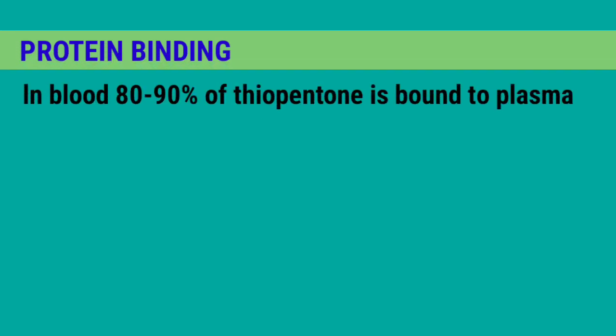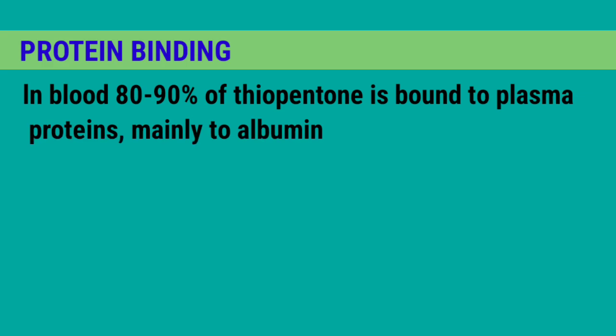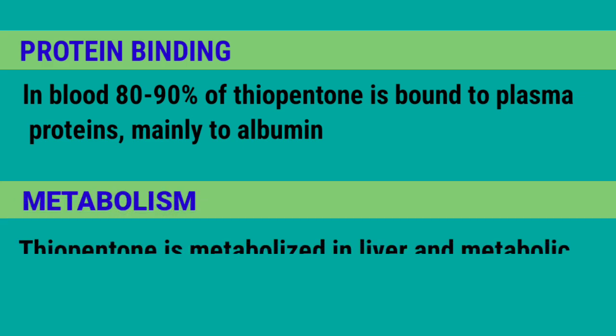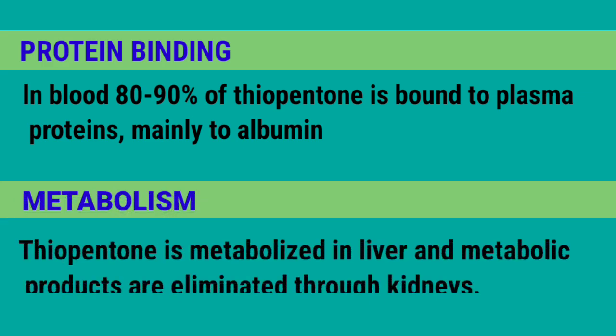Protein binding: in blood, 80-90% of thiopentone is bound to plasma proteins, mainly to albumin. Metabolism: thiopentone is metabolized in the liver and metabolic products are eliminated through the kidneys.